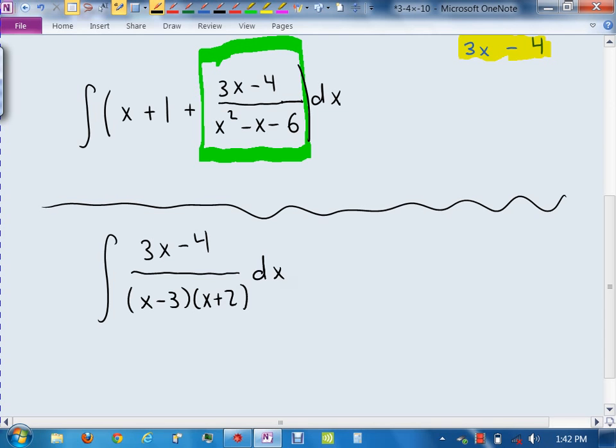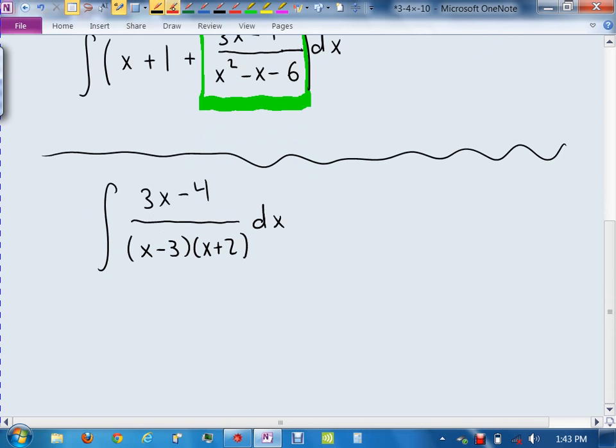Two sets, two, what are these called? They're factors, and they are both linear. Okay, we have two linear factors, right? That's what we have, two linear factors. So for each linear factor, I need a number over the factor. So I'm going to do my partial fraction decomposition now.